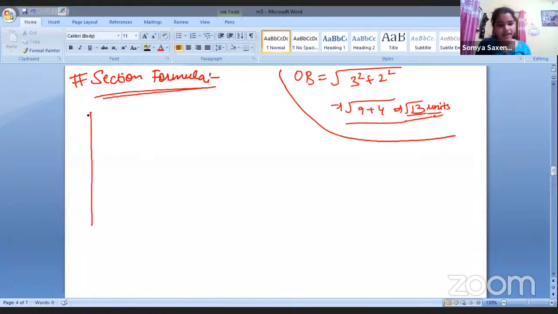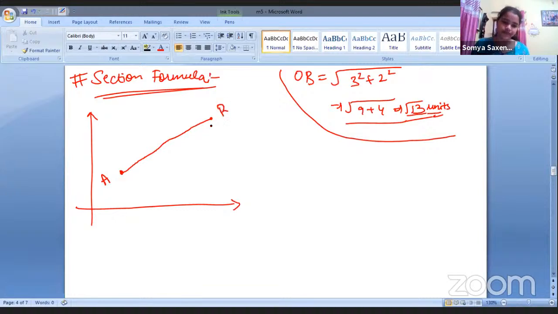Look, for example, we have these two axes. Let me draw it slightly straight. We have these two axes and we have a line segment. A line segment is formed when we join 2 points. So a line segment is a line which has ends. It ends on both sides. So here we have a line segment. Let me call it AB.